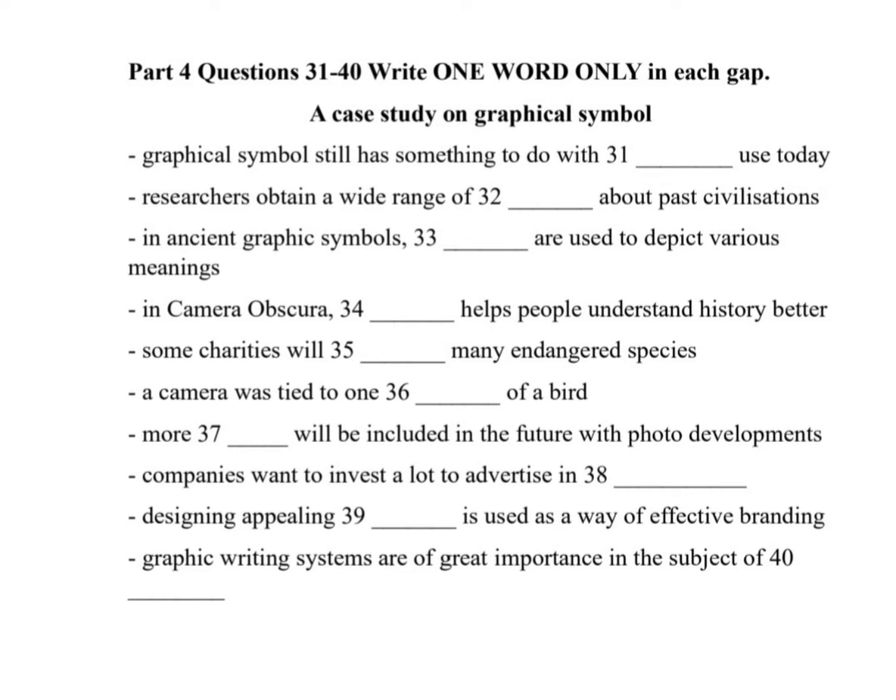In many of these symbols, lines are used to portray a multitude of meanings, and knowledge and understanding of these lines holds the key to comprehension of graphic writing systems. A key moment in the history of communication was the invention of the camera obscura, or camera.